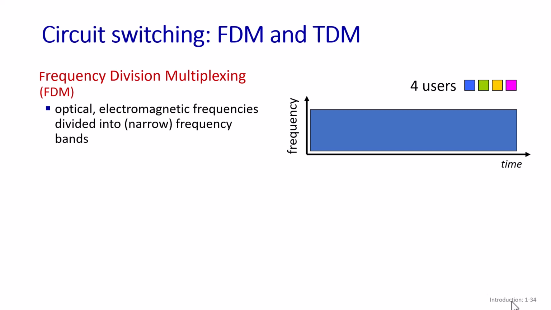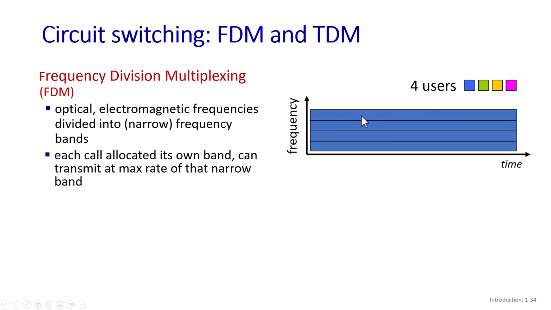To have a better utilization in circuit switching, we have two mechanisms called FDM and TDM. FDM corresponds to frequency division multiplexing, and in optical networks, for example, we have electromagnetic frequencies divided into frequency bands. In this graph, we have a certain band of frequency, and we have time. We are going to divide this frequency band among 4 users, and these are the colors for each user.